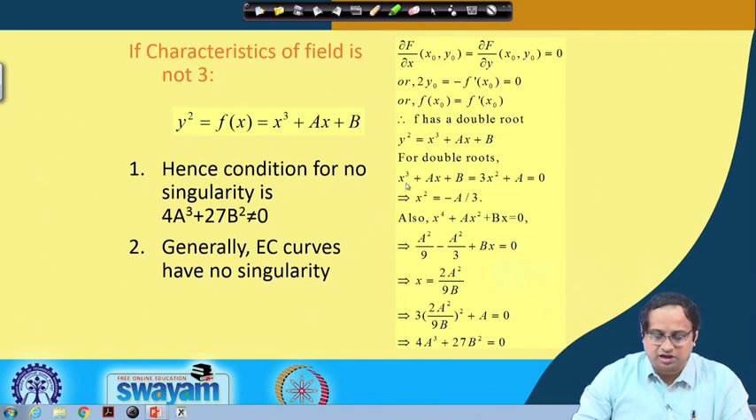So, if I take the curve x cube plus ax plus b, since it has no double roots, for a double root this would be equal to 0, and likewise the derivative with respect to x, which is 3x squared plus a, would also be equal to 0.